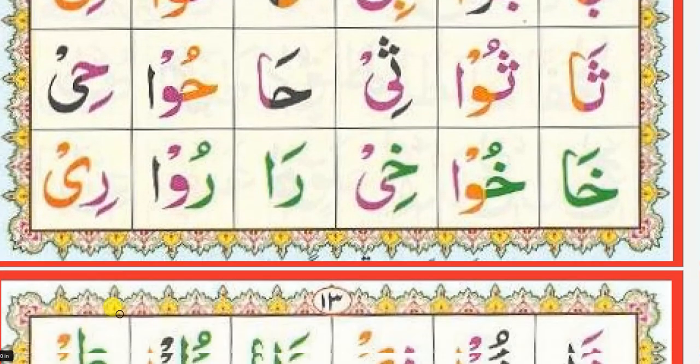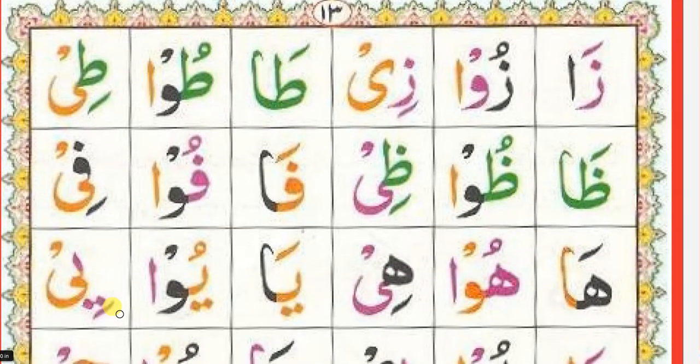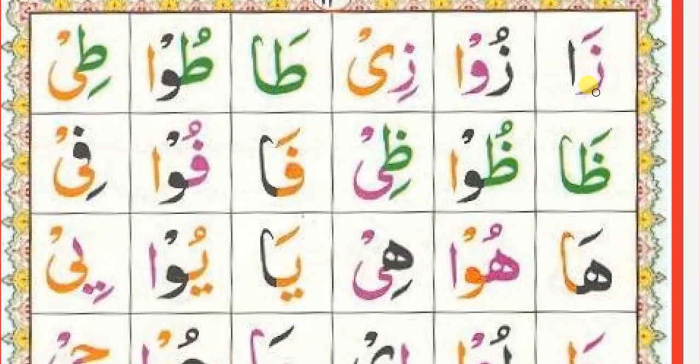Okay, so you can spell the whole topic. So now we are doing only the sounds. Za, zu, zi. Ta, tu, ti. Za, zu, zi.